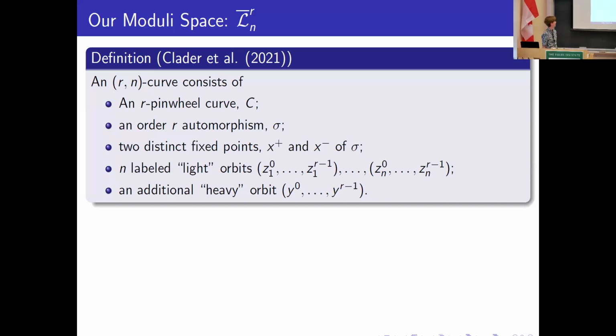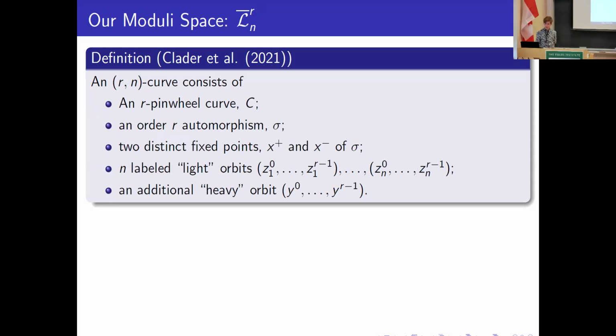Sorry about that, which is a tree of projective lines that meet at nodes, and there are spokes of equal length that emanate from some central component. We have an order R automorphism that acts on this curve that basically sends one spoke to the next spoke. And then we have two distinct fixed points of this automorphism.